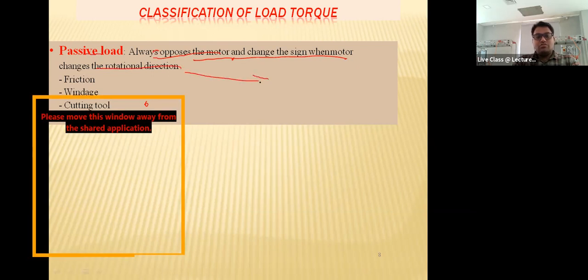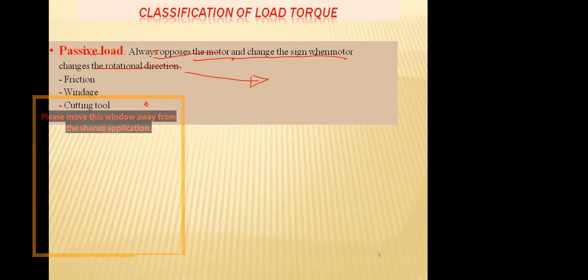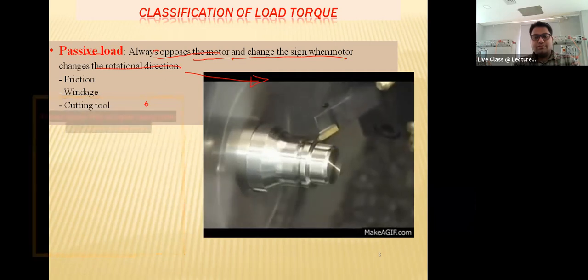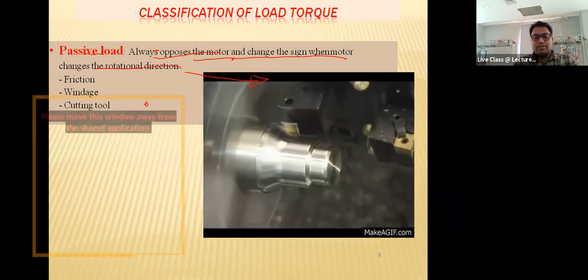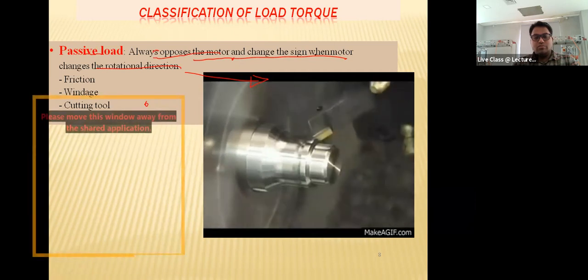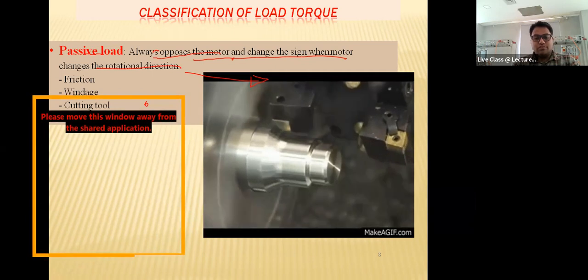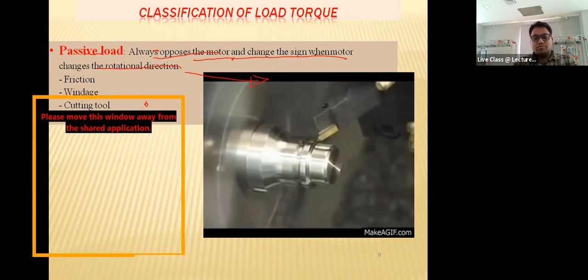If you place your hand into the water and try to move forward, it will oppose. If you want to move it backward, again it will oppose, right? So that's called a passive load. For example, this is one such example. Is this not a good example? It's a cutting tool. If you cut anti-clockwise or clockwise, it will always oppose.